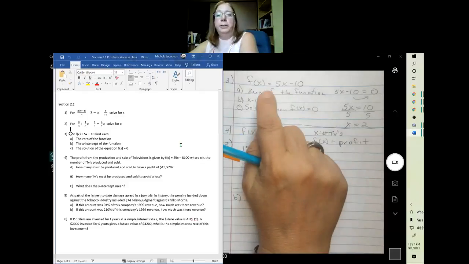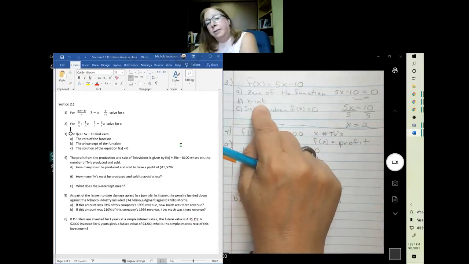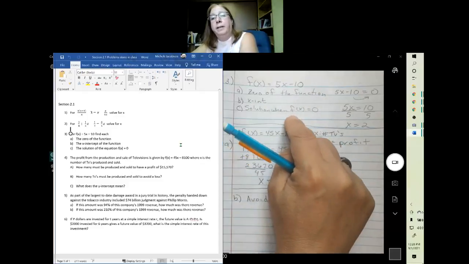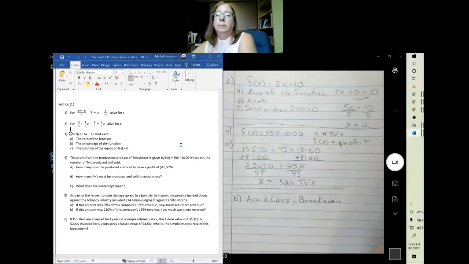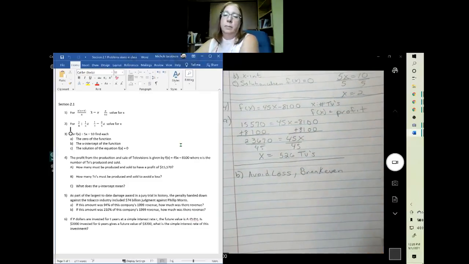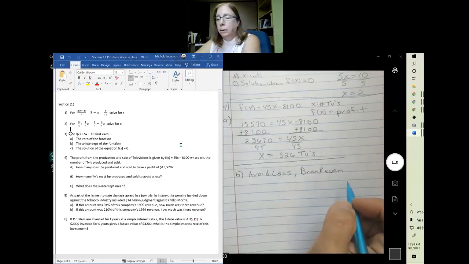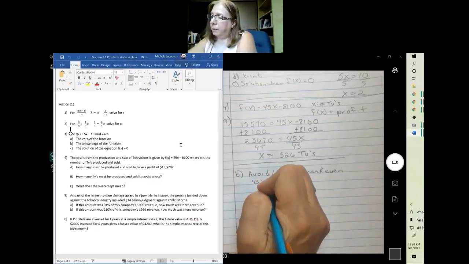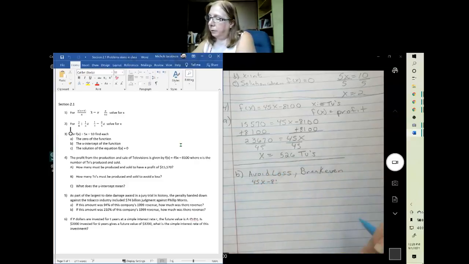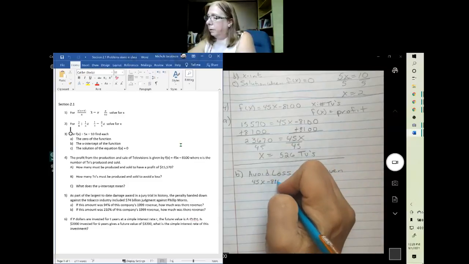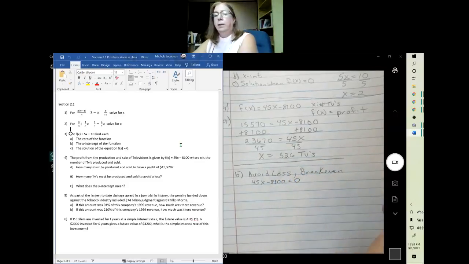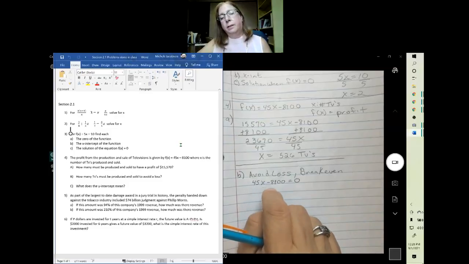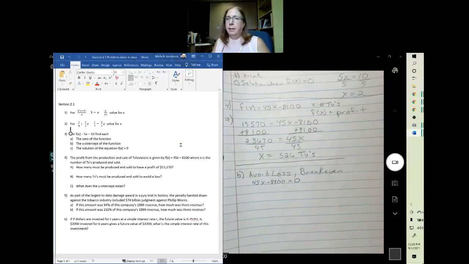This is your zero of your function, your x-intercept, your solution when f of x is 0. That's your break-even. So we set our function 45x minus 8100 equal to 0. When we solve for x, that will tell us how many TVs we have to sell so that we're not at a loss.